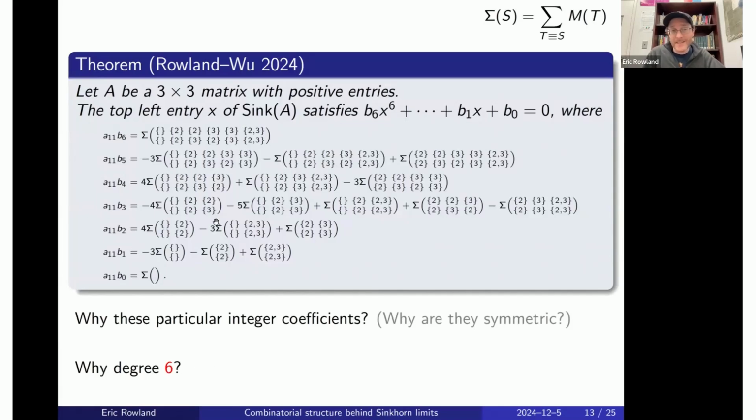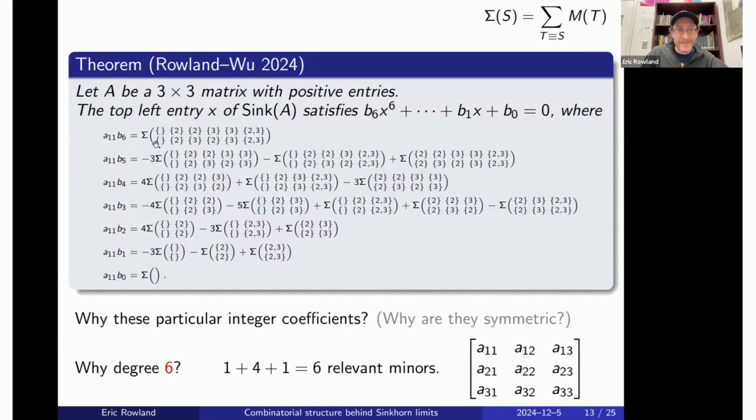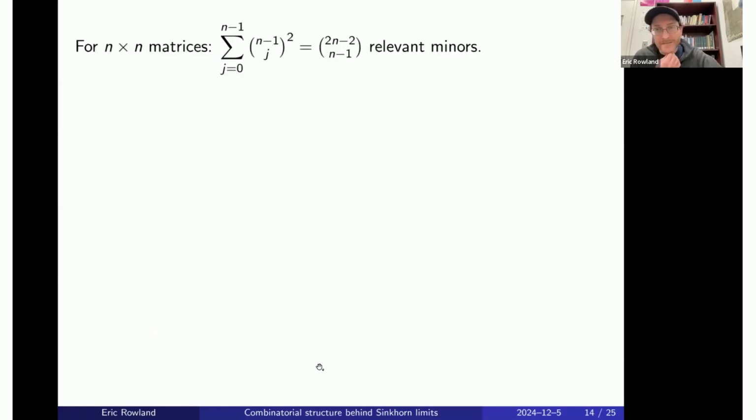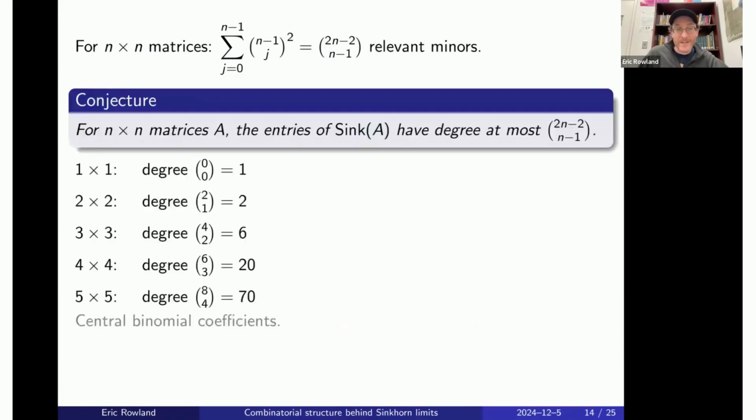Okay, and why degree 6? Why is this degree 6? Well, that has a fairly simple answer, and it's because there are exactly 6 minors that fit in a 2x2 matrix, or in other words, in a 3x3 matrix where you're not allowing the first row and first column. The number of 0x0 minors is 1. That's the one right here. There are 4 1x1 minors, and there's only 1 2x2 minor. You can compute this fairly easily for n by n matrices. The number of minors is 2n-2 choose n-1. This is our conjecture for the general degree of the entries of a Sinkhorn limit for a square matrix. For an n by n matrix, the entries should have degree at most this, and this is a central binomial coefficient.